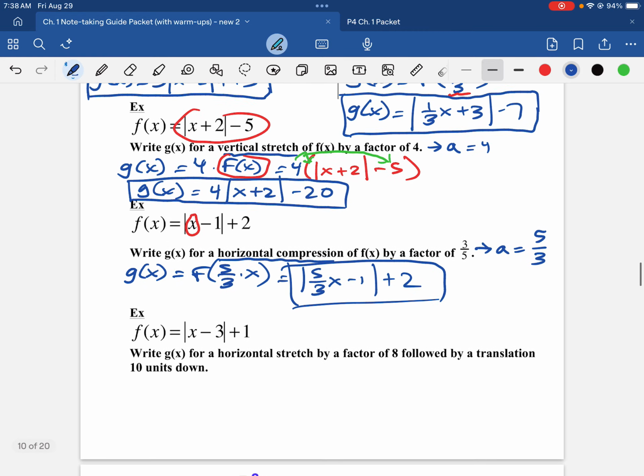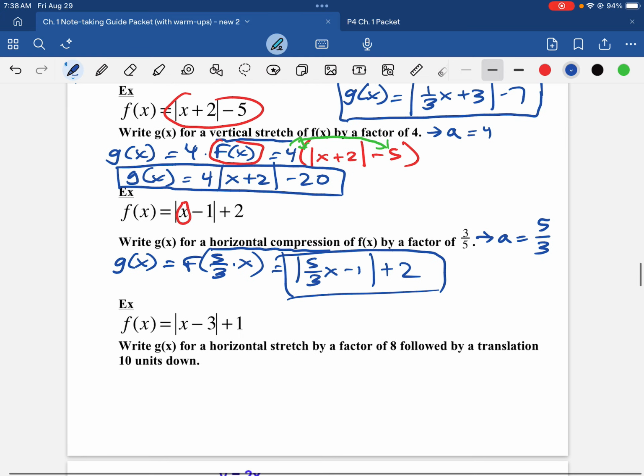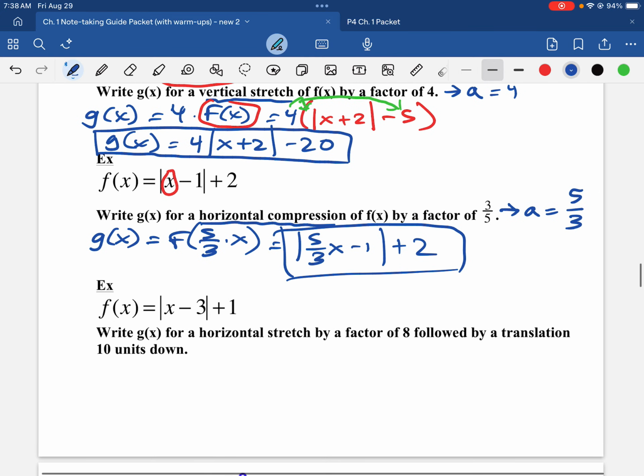Okay, this next one, we've got 2 different transformations, and the big piece of advice I have on this one is to do the 2 transformations in the order they're presented in the problem. So sometimes it won't actually make a difference, but especially when there's a reflection, you want to make sure you do them in the order. So I just always do them in order. So I've got a horizontal stretch, and then I'm going to translate 10 units down. So I'm going to do those bit by bit.